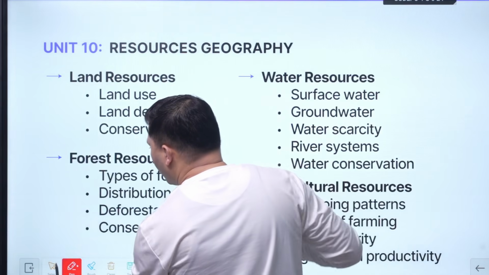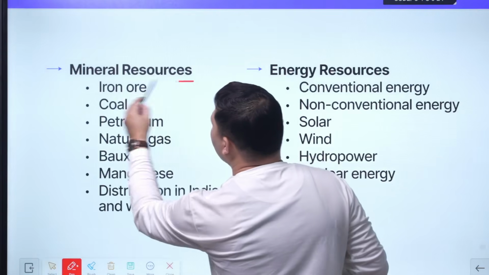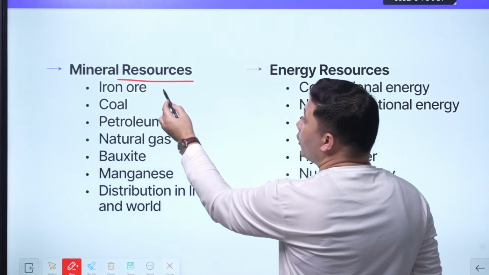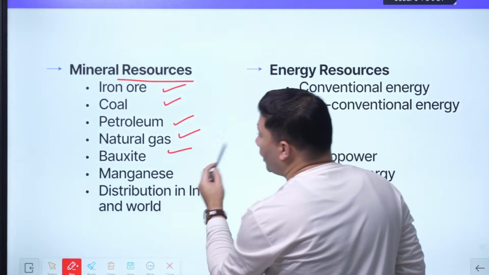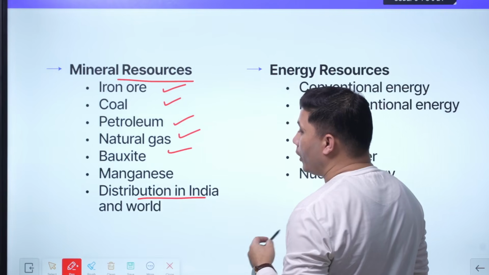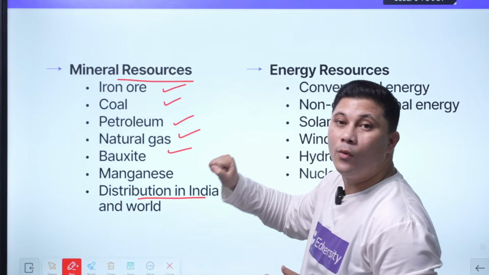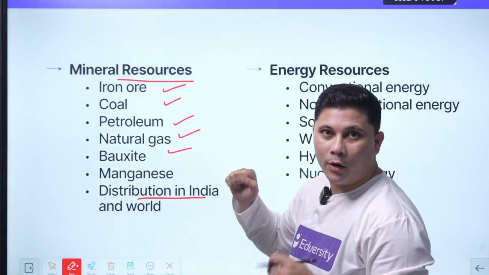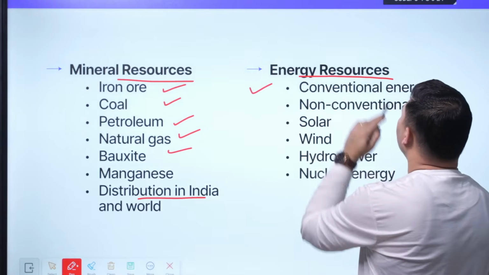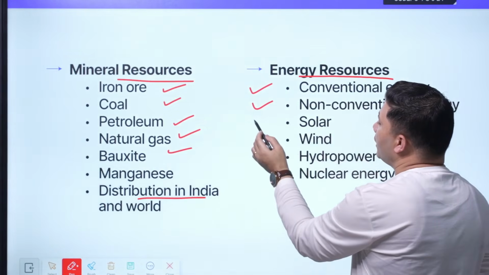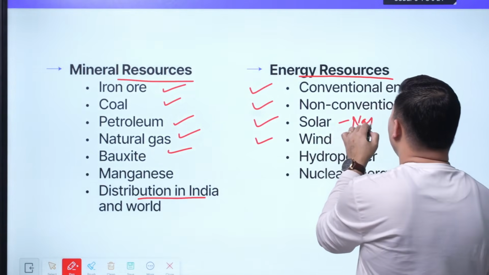And apart from these, going forward, you also have to study mineral resources in resource geography: iron ore, coal, petroleum, natural gas, magnesium, bauxite, distribution in India and the world. What are the mineral resources distributed in the world, distribution in India and in the world, very, very important. Then you also have to study energy resources: conventional energy, non-conventional energy, solar energy, wind energy. Like the National Solar Mission, you have to study, right?